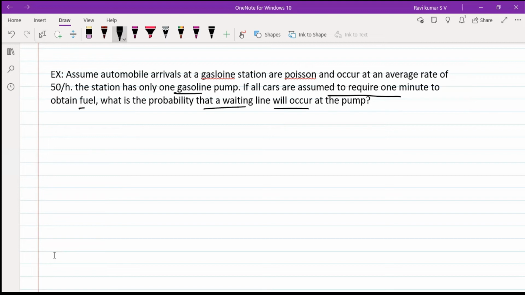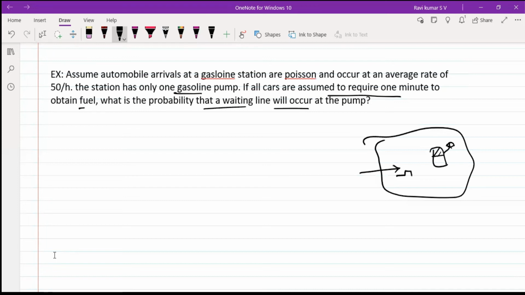So now I am taking a one gasoline pump station, where I have only a single pump. Assuming that each vehicle is taking 1 minute to fill, if multiple cars arrive in this 1 minute of time, you can get a waiting line. So this is a general common sense question. What is the probability that a waiting line will occur? When will we have the line formation in the pump station?